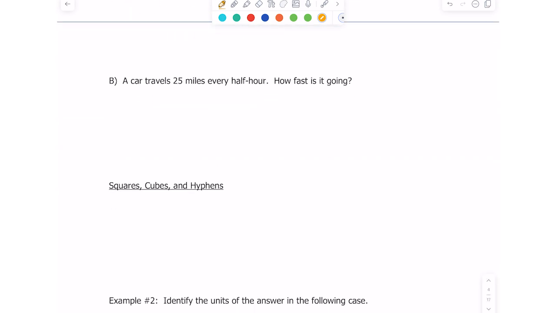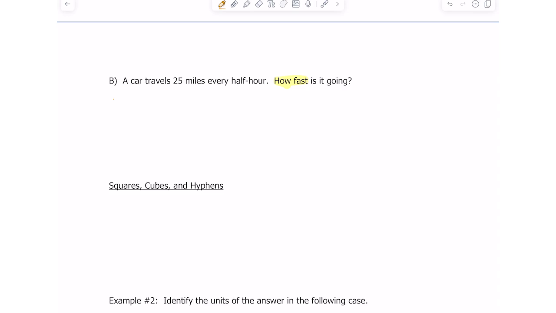What if a car travels 25 miles every half hour? How fast is it going? Okay, so how fast means speed. So we're looking for speed. Speed can be measured in miles per hour, kilometers per hour, meters per second.